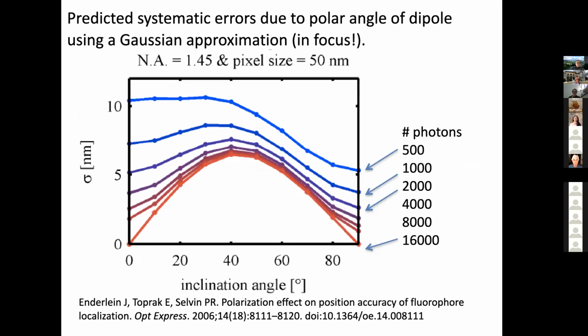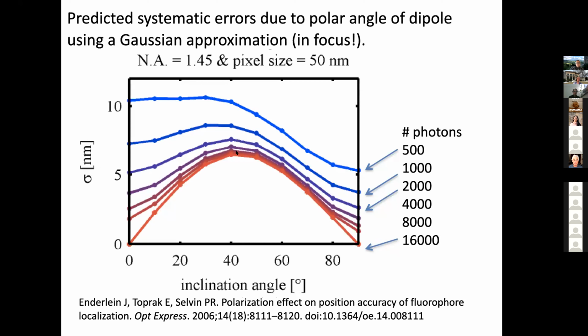So if you, as Selvin and his lab did, you can determine the error that you get with the high numerical aperture lens. And you can see that you have an error depending on the number of photons. And of course, it's best when you're either at 0 or 90, and it increases with fewer photons. So when you're here, this is not an error due to photon counting. This is a systematic error.